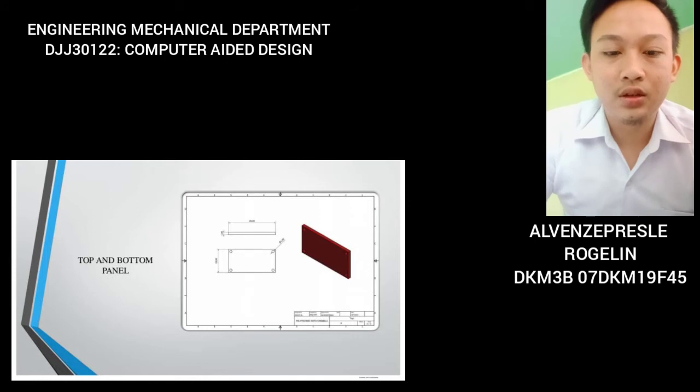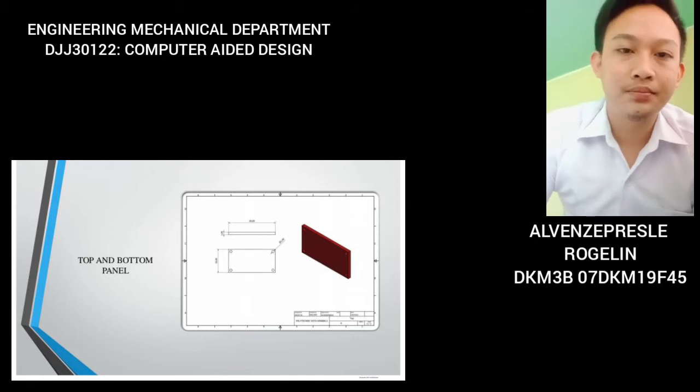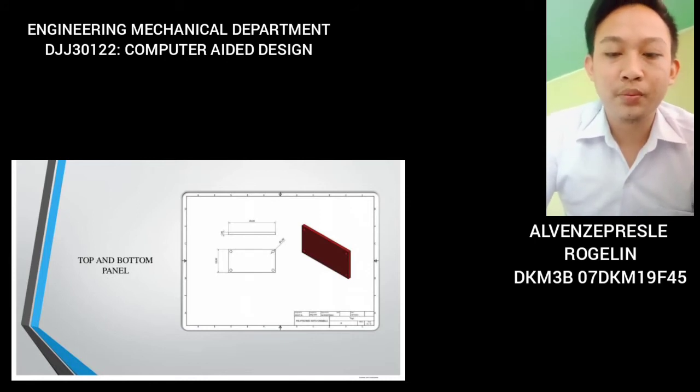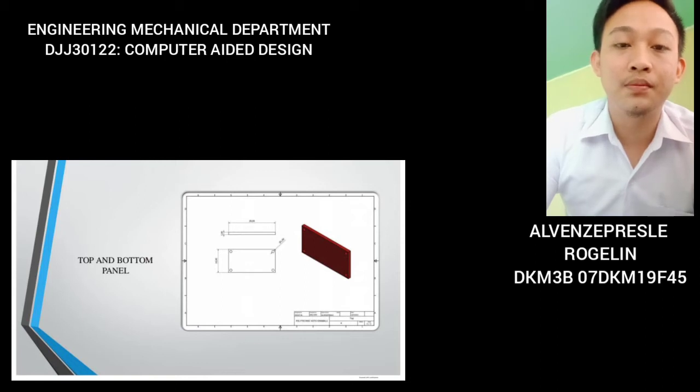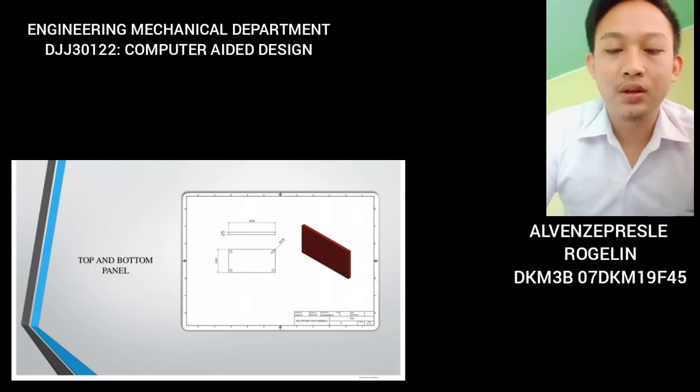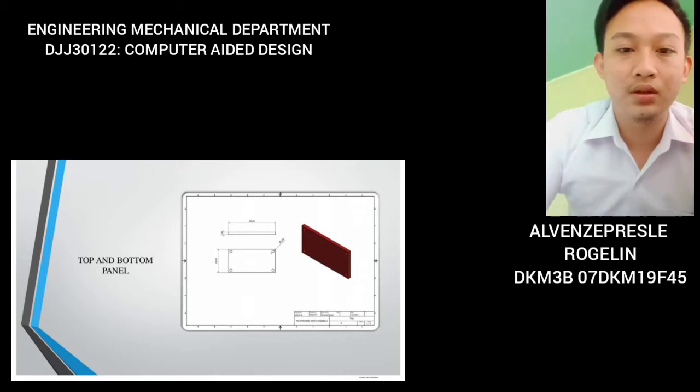Next part is the top and bottom panel. The top and bottom panel has a length of 20 diameter and 10 millimeter for height. This part has 4 holes, and all those holes have 1 diameter, and the thickness of this part is 1 millimeter.